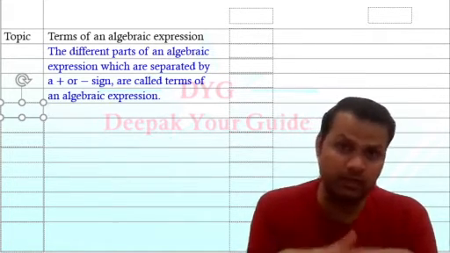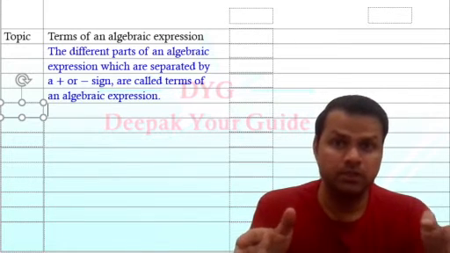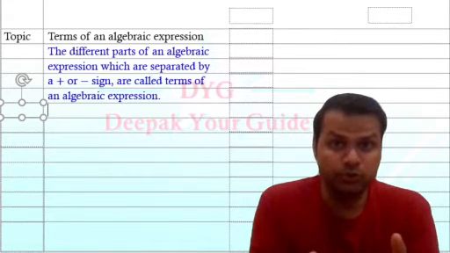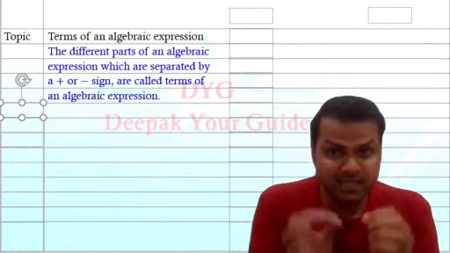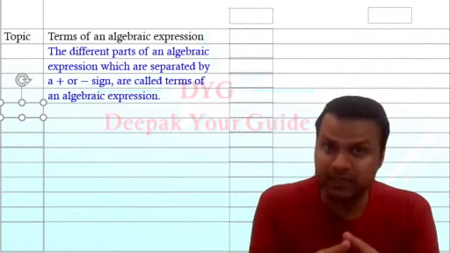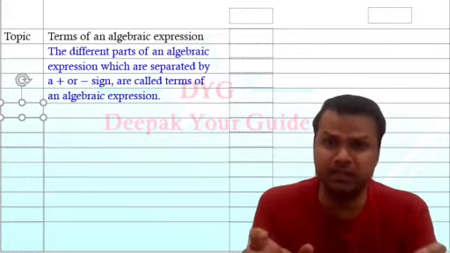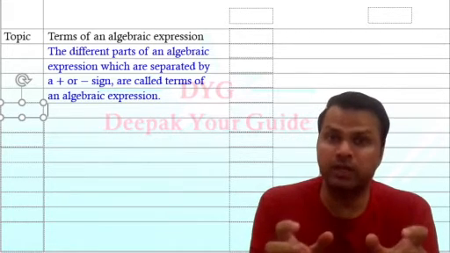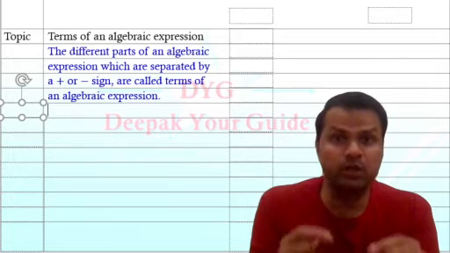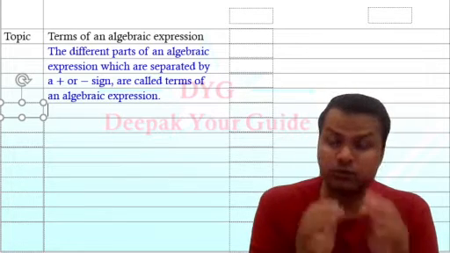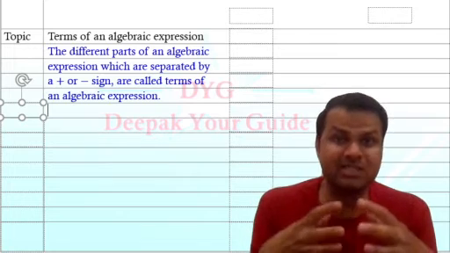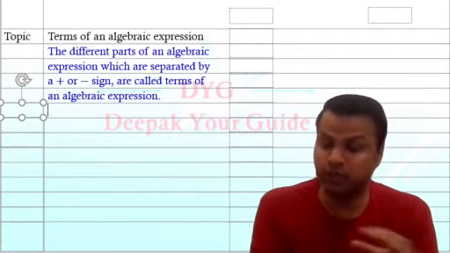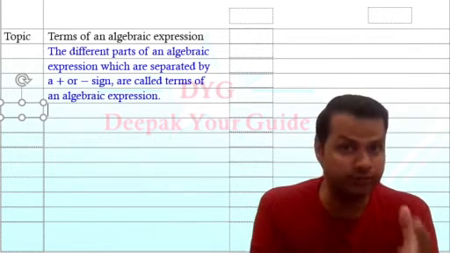Like in our house, we have different rooms. How do we identify those rooms? By walls, right? So a wall acts as a boundary. Similarly, when we talk about an algebraic expression, to identify the number of terms, we look at the boundaries. And boundaries are only a plus or a minus sign. Now tell your brain it's only the plus or minus sign which separates the terms. It's not a multiplication or division sign.